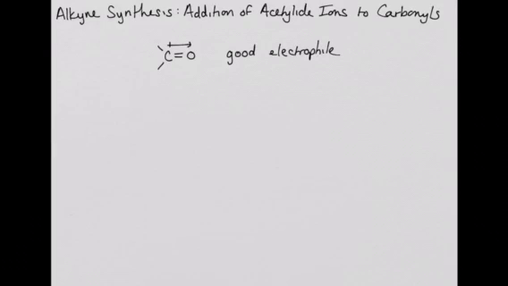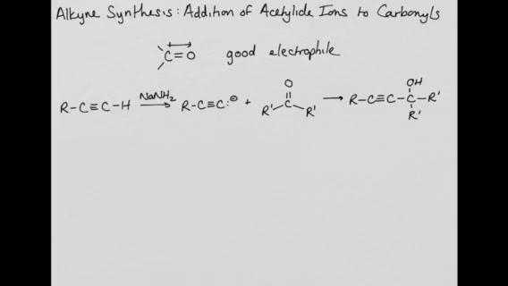If we deprotonate a terminal alkyne using sodium amide, we can react the good nucleophile, the acetylide ion, with a carbonyl-containing compound to form a new carbon-carbon bond. The carbonyl oxygen now becomes an alcohol, and we have formed a new carbon-carbon bond between the terminal carbon of the alkyne and the carbonyl carbon.